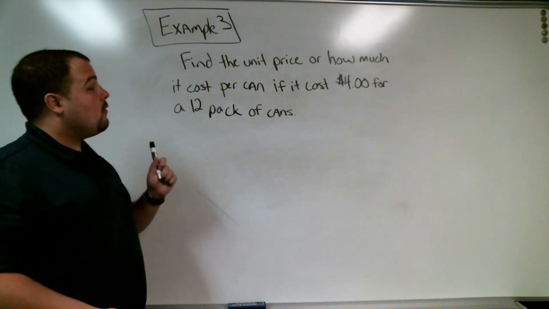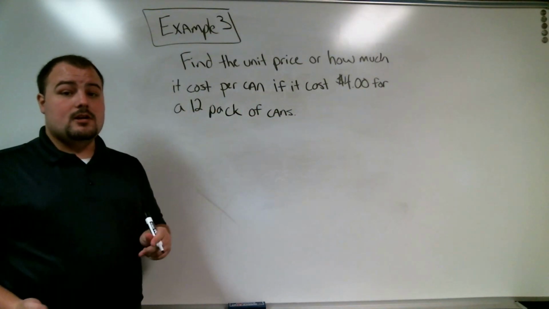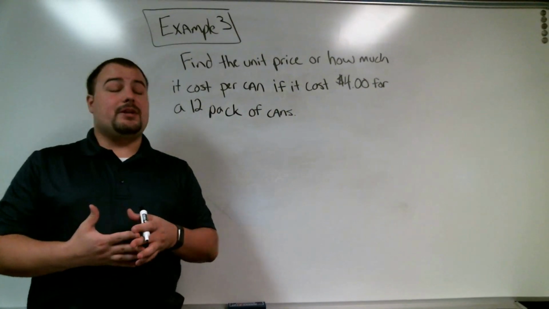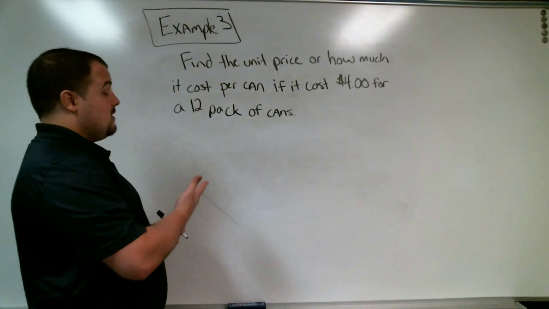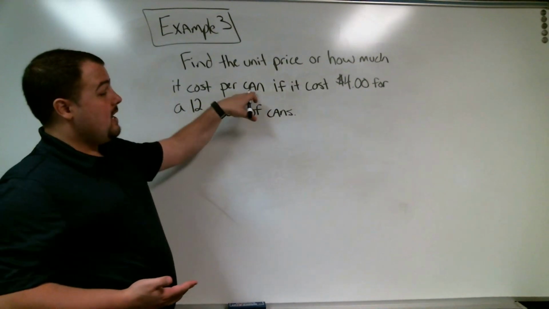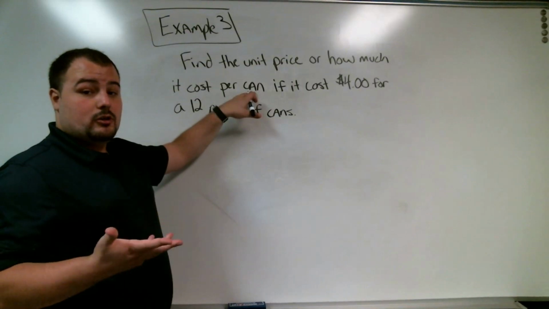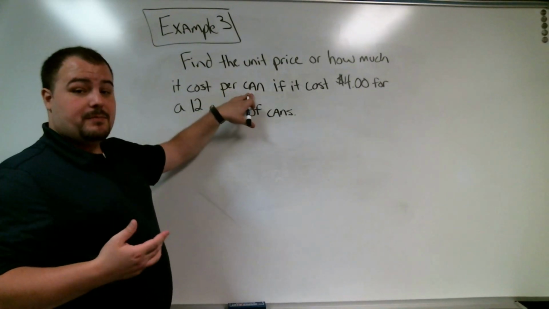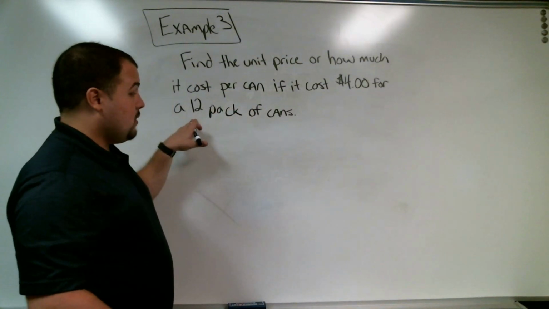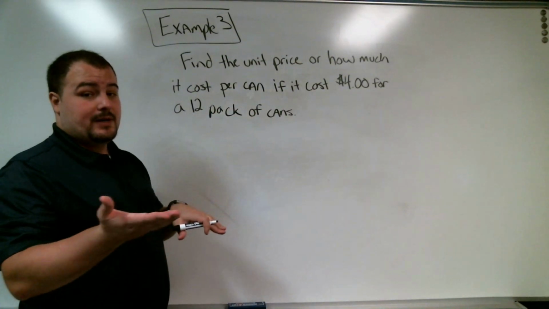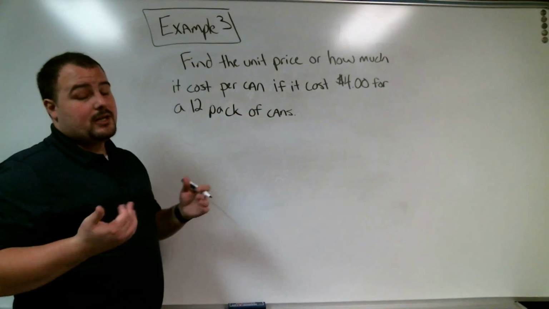Find the unit price, or how much it costs per can, if it costs $4 for a pack of 12 cans. So I'm thinking about the price of something, and I'm trying to figure out what it costs for each can, or per can. So in this case, I'm going to write my rate so that cans are on the bottom, because if I'm looking at that, my denominator has to be the unit rate. Per can means I'm going to get 1 can on bottom. So right now I know it's $4 for 12 cans. The 12 cans has to be my denominator, where the 4, that's the other piece of information, will go and be my numerator.